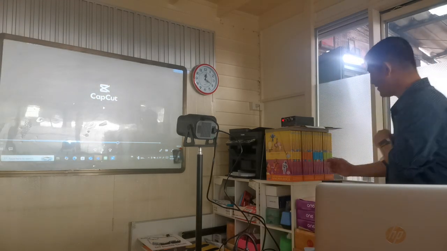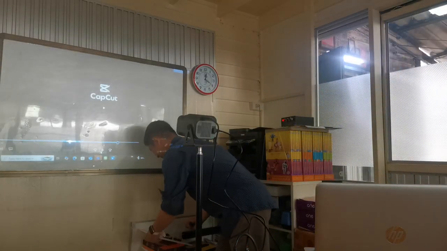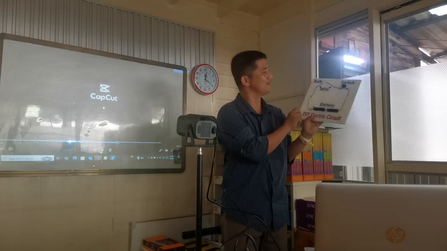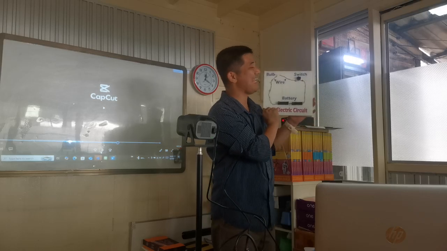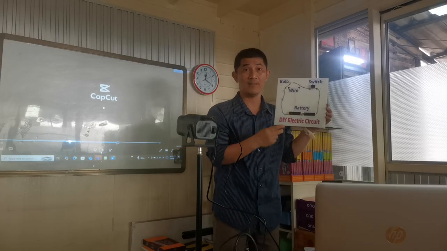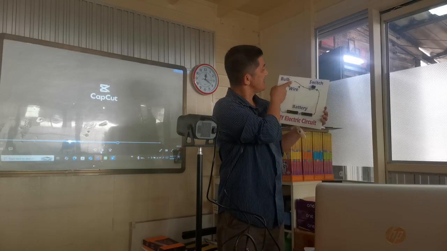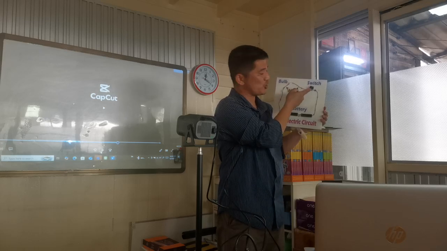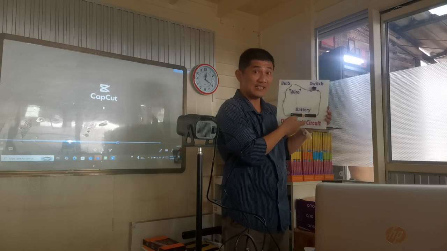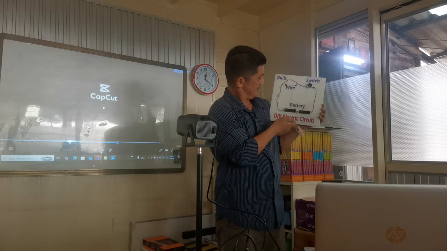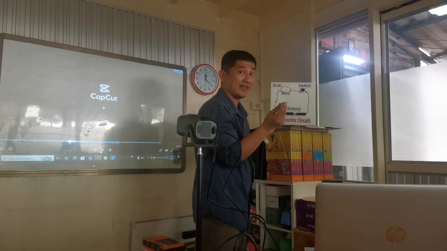Okay? I have here the sample. I'll show it to you. This is an experiment, the actual presentation of how an electric circuit works. One, this is the bulb. This is the switch. This is the wire. This is the battery holder. And here, this is the 1.5 battery.